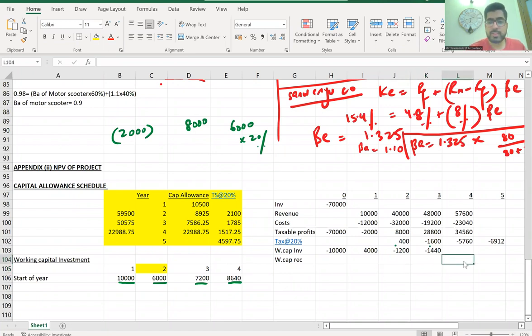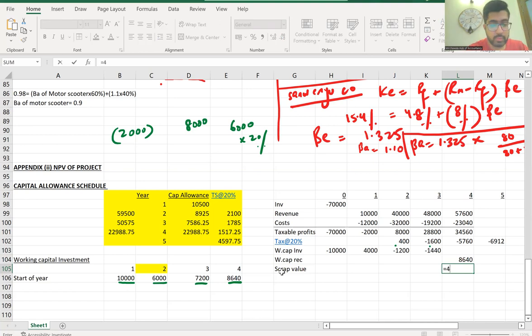And now total it: negative 10,000, then 4,000 pullback, 6,000 left, then 1,200 invested, 7,200 still there, then 1,440 invested, 8,640 still there. So still 8,640 is left, whatever is left, we will release it in the last year. Okay. After working capital recovery, we have scrap value. The scrap value of plant and machinery is 20 million, but it's included in that 42 million, the price at which the project will be sold. So 42,000 will be inflow.